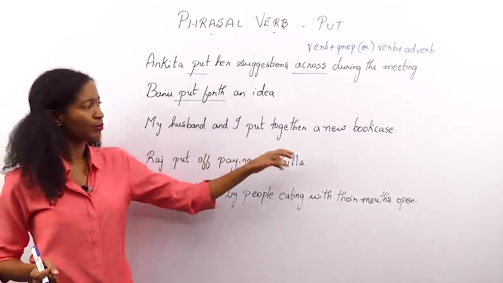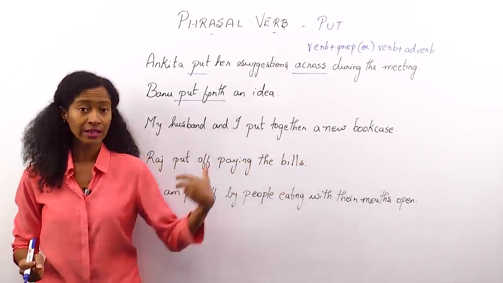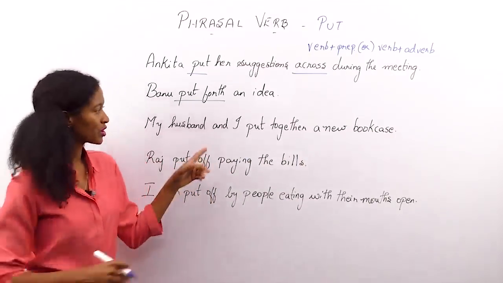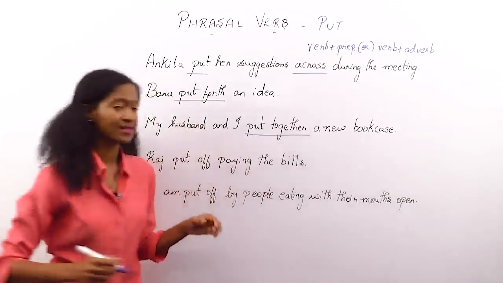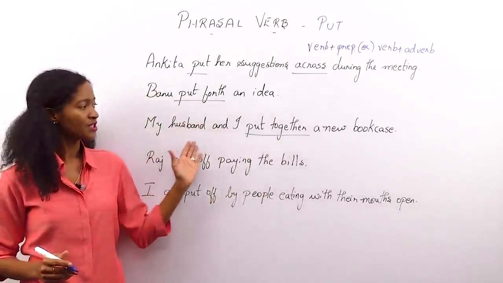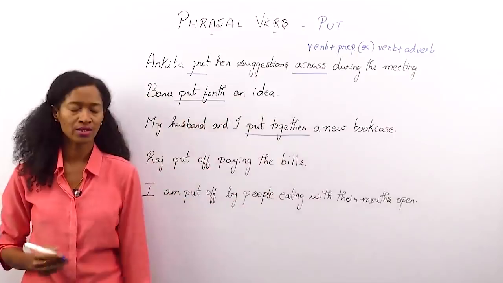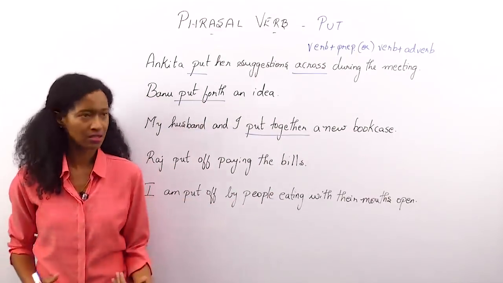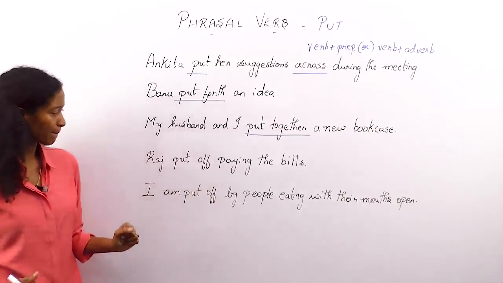My husband and I put together a new bookcase. Are you able to identify the phrasal verb? Put together, right? That's our phrasal verb. My husband and I put together a new bookcase. Again, put together here means what? Constructed or created the bookcase.